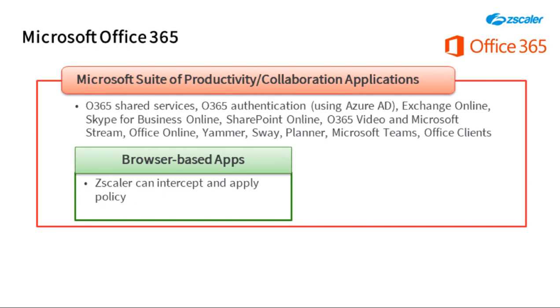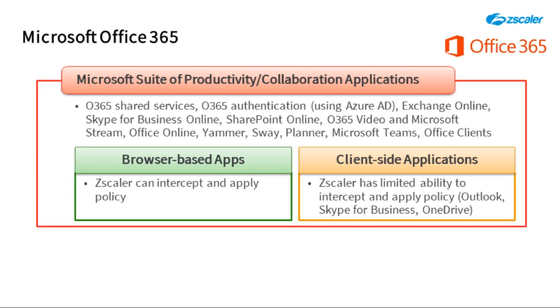When Office 365 applications are used within a web browser, most of the traffic can be handled by the Zscaler service, as long as authentication and SSL inspection are enabled. This allows Zscaler to enforce corporate compliance policies for Office 365 traffic, such as security, data loss prevention, and bandwidth control policies.